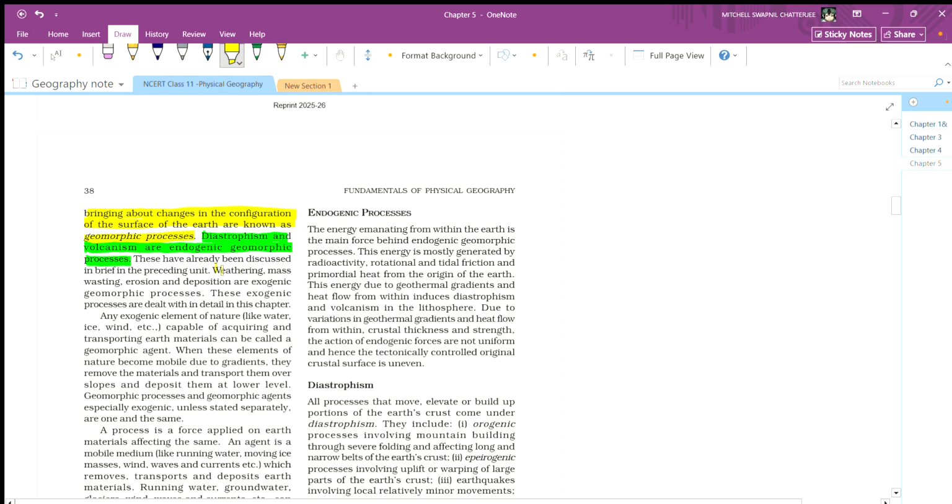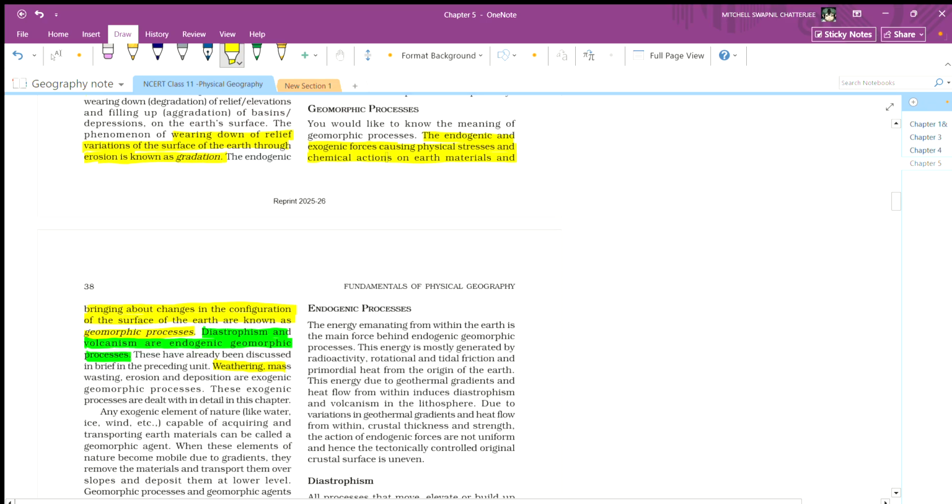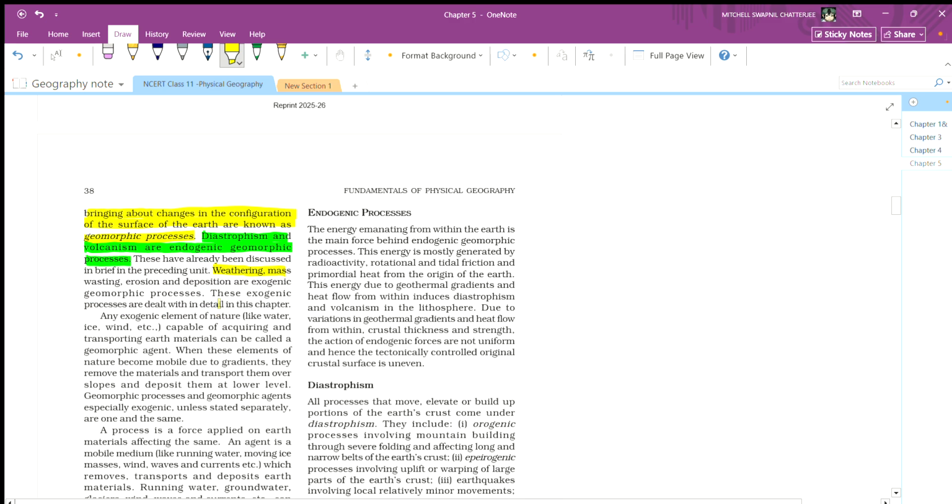That's why they are called chemical action, because chemical actions are irreversible. That's why erosion is irreversible. Decomposition is irreversible. That means exogenic forces are irreversible because they're chemical actions. That's why these exogenic processes are dealt with in detail in this chapter.